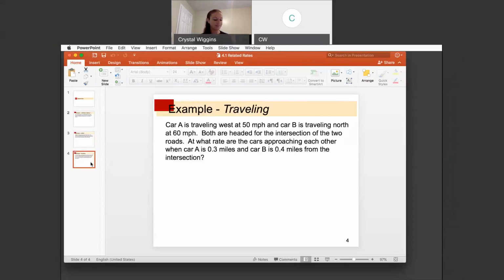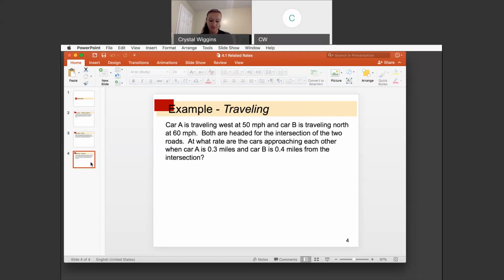Our last example, car A is traveling west at 50 miles per hour and car B is traveling north at 60 miles per hour. Both are headed for the intersection of the two roads. At what rate are the cars approaching each other when car A is 0.3 miles and car B is 0.4 miles from the intersection?